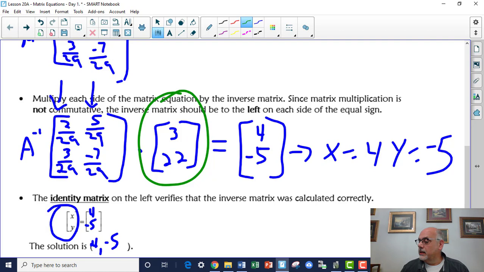So this has been the lesson, first lesson. Tomorrow we're going to do a 3 equation with 3 variables, or the next day. First lesson on matrix equations.